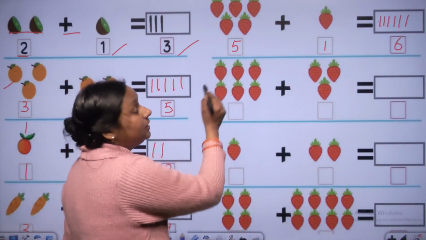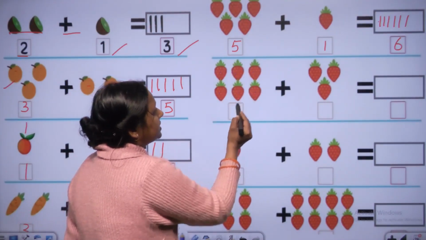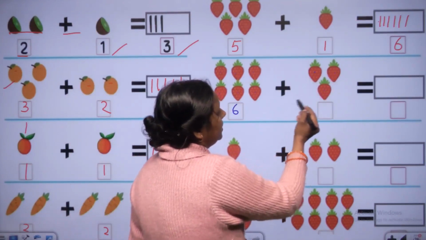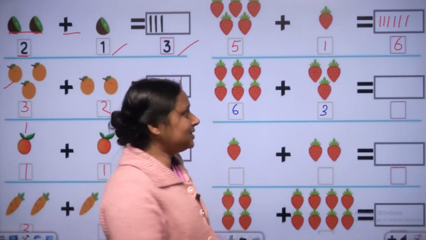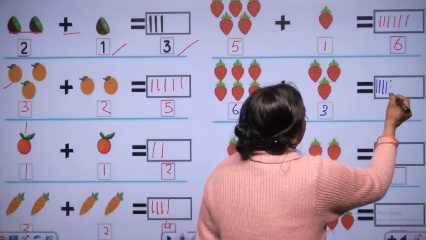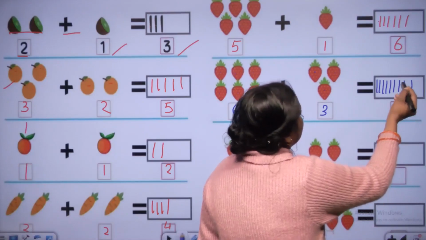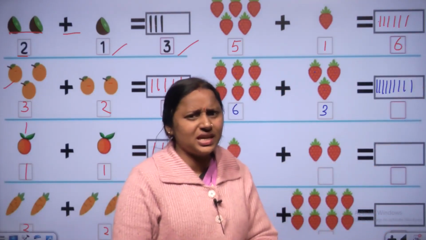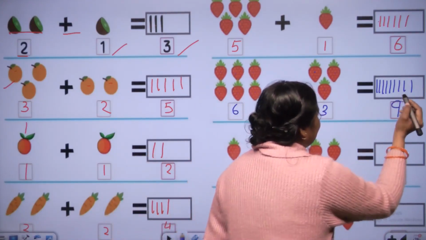Then here, how many strawberries? 1, 2, 3, 4, 5, 6. Okay, 6. Another side. 1, 2, 3. 3, 6 plus 3. What we get? Okay. Draw a stick. 1, 2, 3, 4, 5, 6. 1, 2, 3. Count it. 1, 2, 3, 4, 5, 6, 7, 8, 9. 6 plus 3. What we get? Yes, 9. Okay.